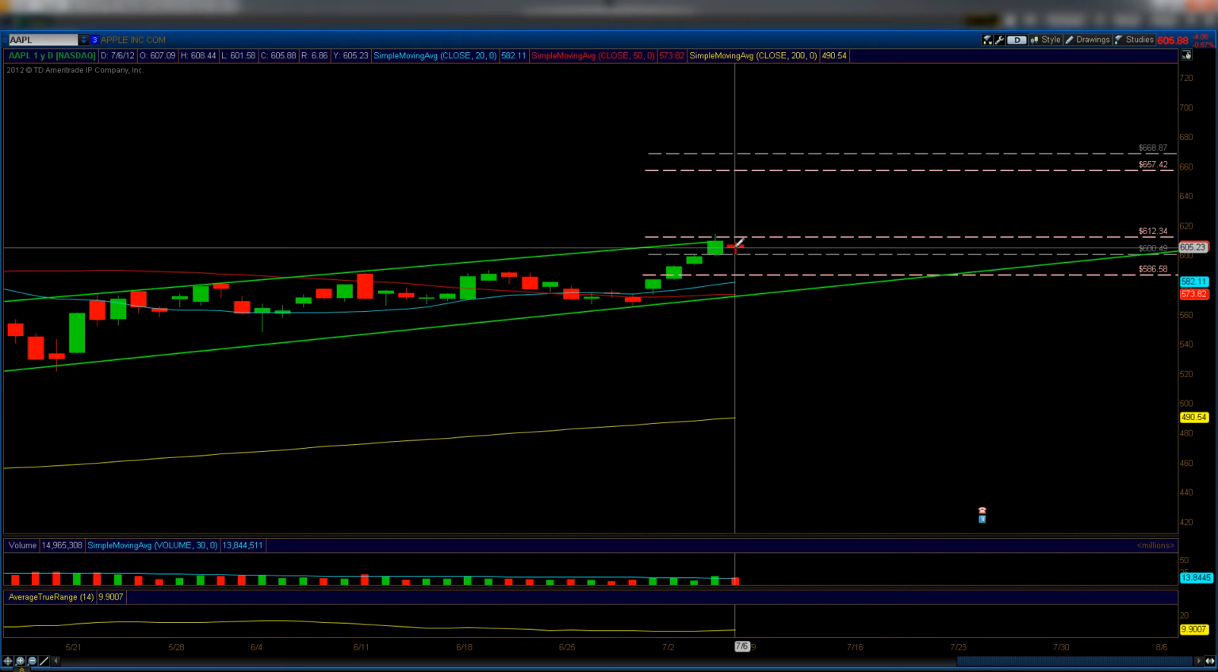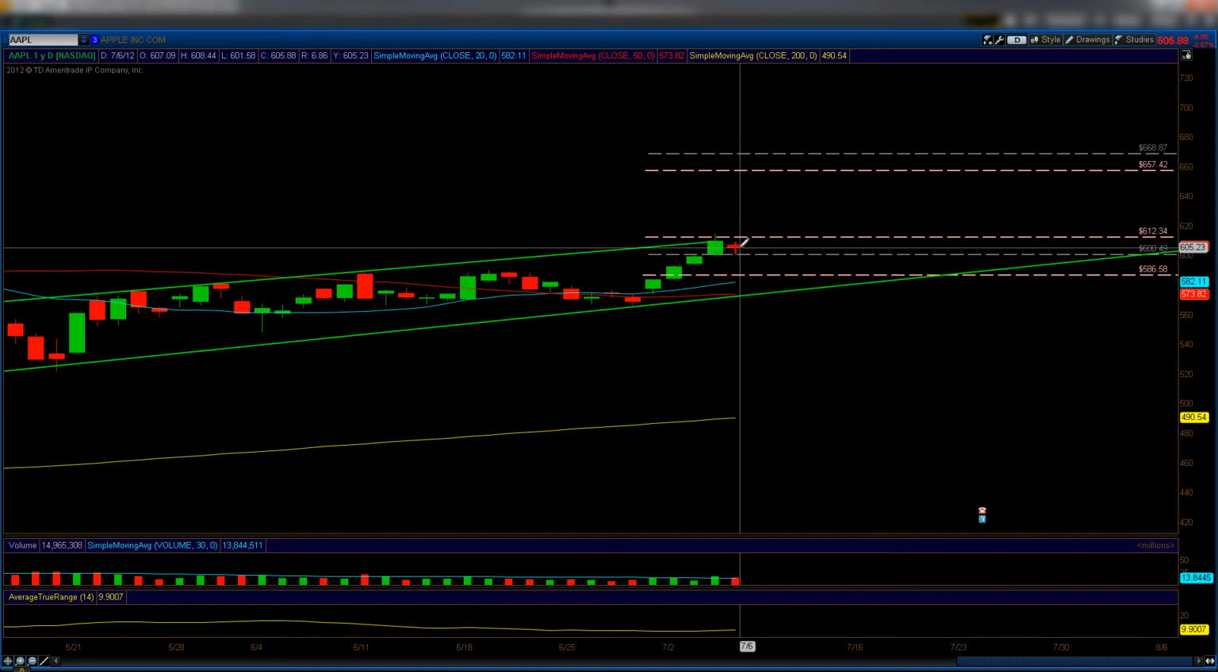The low for Friday was actually 601.58, which is about $1 off, and a $600 stock. That's not bad. So we got some support off this level. An intraday trade, you would have got, let's see, the low was 601.58, the actual close was 605.88, so that's about a $4 increase on Apple.